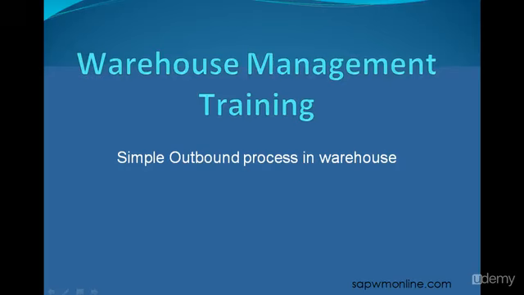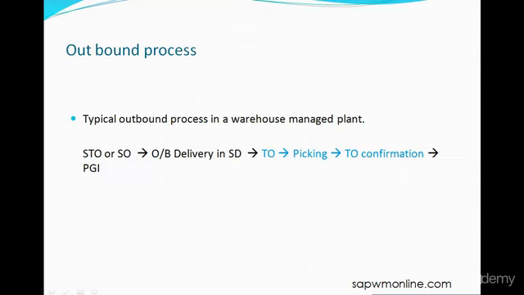Hi, in this session I will demonstrate a simple outbound process in a warehouse managed plant. A typical outbound process would be: we have a sales order or a STO for which an outbound delivery would be made. This outbound delivery now needs to be picked, so a transfer order with reference to the delivery will be made. The transfer order is picked.